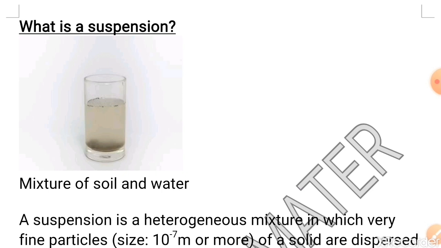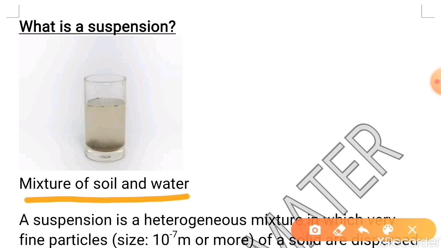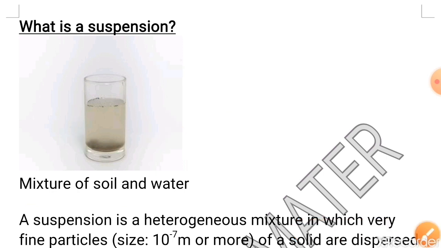You must remember that when we were discussing mixtures, at that time we saw this example. A mixture of soil and water is a heterogeneous mixture because in this mixture, students, the soil settles at the bottom and water remains at the top. That's why they do not mix with each other. We call them a heterogeneous mixture. So this is an example of suspension.